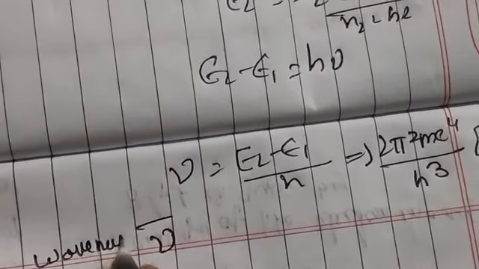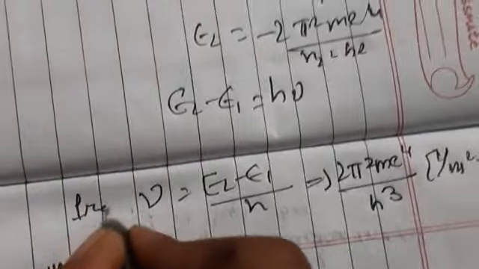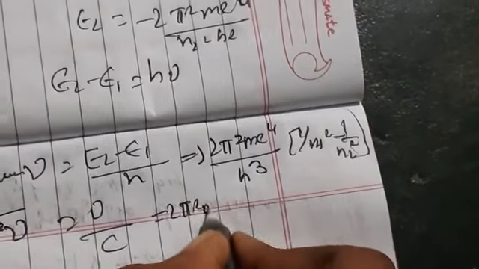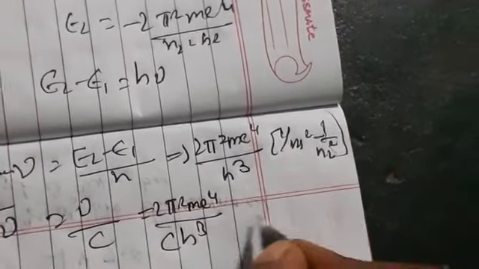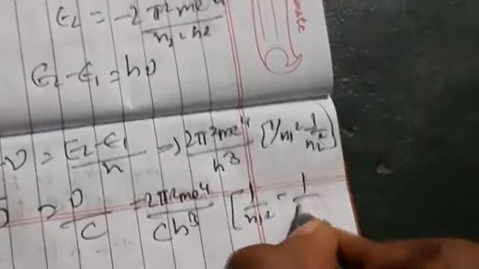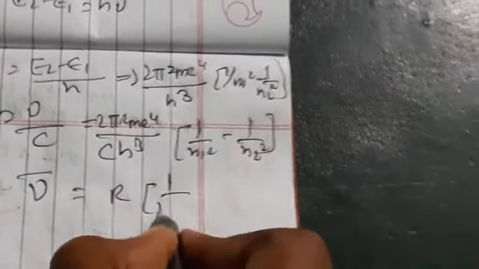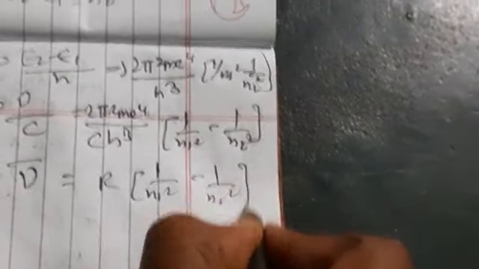Then what about wave number? If you take wave number mu bar, where mu is the frequency, then you get mu by c. C is nothing but what here? Propagation of light. So then you get the value 2 pi square m e power 4 by c h cube times 1 by n1 square minus 1 by n2 square. The capital R is the Rydberg constant, we can say. So all of this comes under the Rydberg constant. Then mu bar is considered as R into 1 by n1 square minus 1 by n2 square.